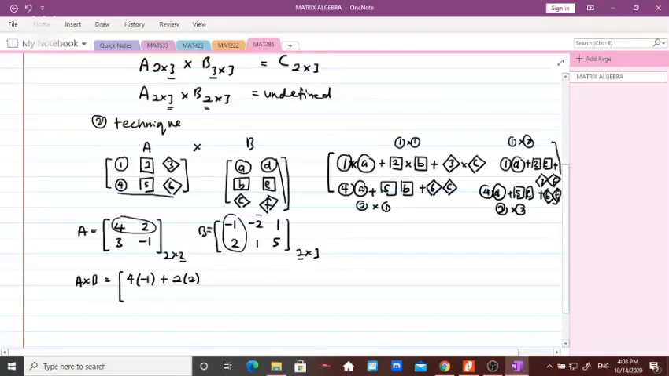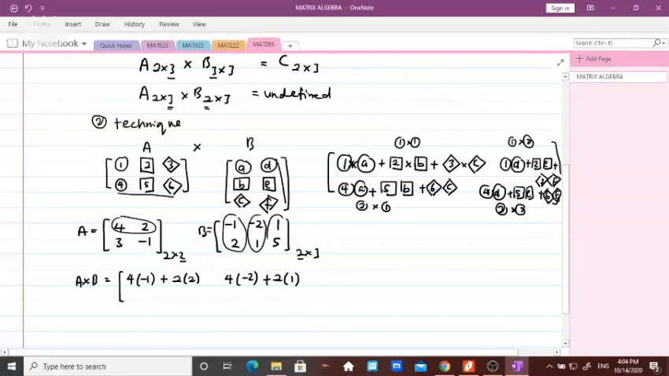We go to the second column. Okay, first row with second column. Okay, 4 times -2, first element with first element, plus 2 times 1, second element with second element. So we have settled the second column.